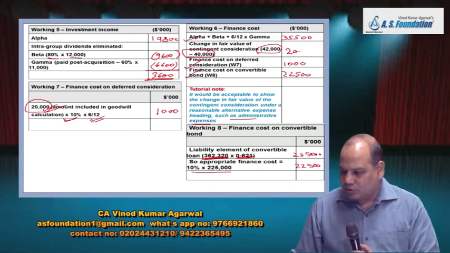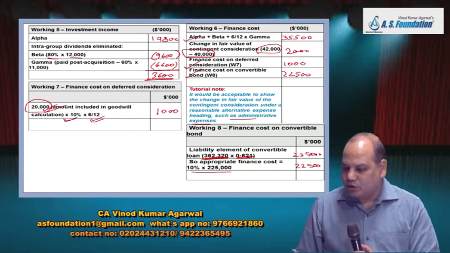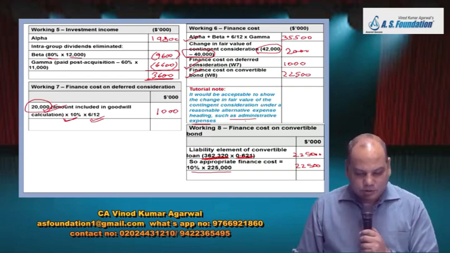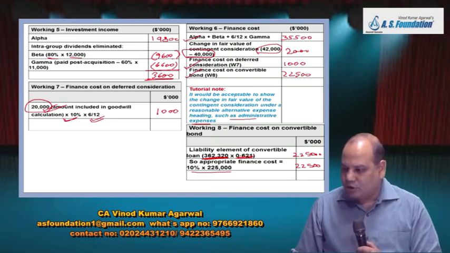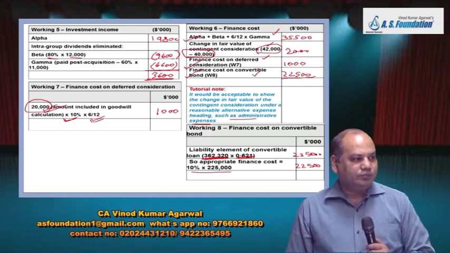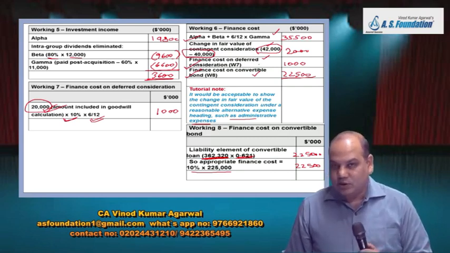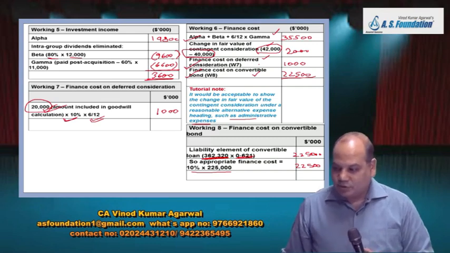Tutorial note: it would be acceptable to show the change in fair value of the contingent consideration under a reasonable alternative expense heading such as administrative expenses. Any query on finance cost? First we have written all three companies: change in contingent consideration, finance cost on deferred consideration, and finance cost on convertible bond. You have to visualize exactly what item will go where. So today as a homework, practice all questions.